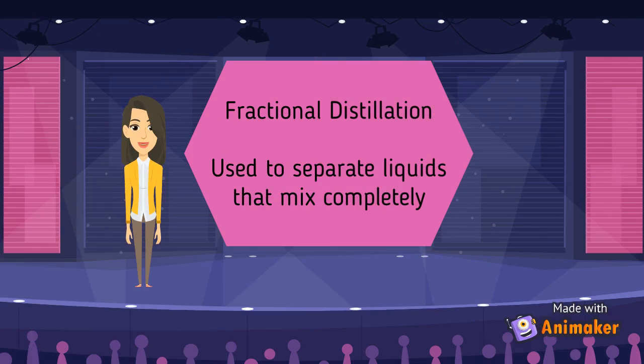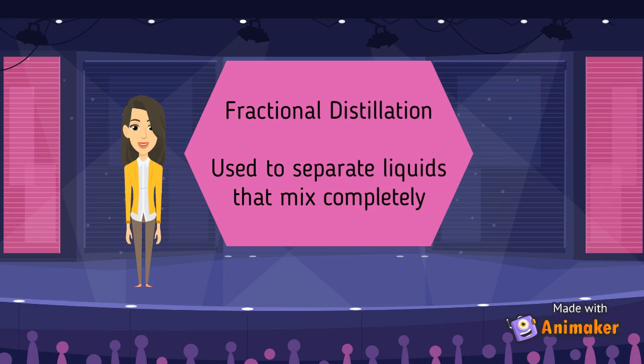Next, fractional distillation. It is a process which is used to separate liquids that mix completely. This method relies on boiling points. When heated, the liquids that have been mixed together will leave the solution at their respective boiling points as a gas, and will then condense inside the condenser and flow into the beaker as a liquid.